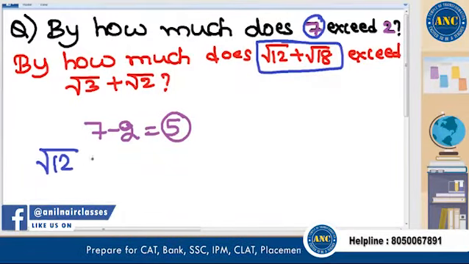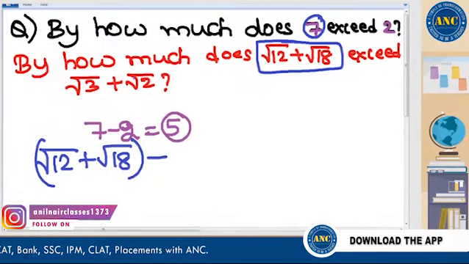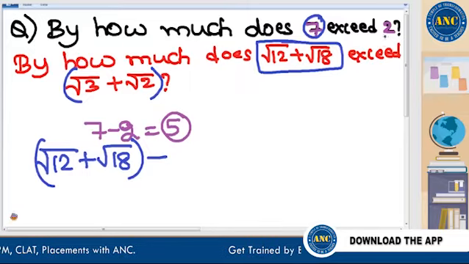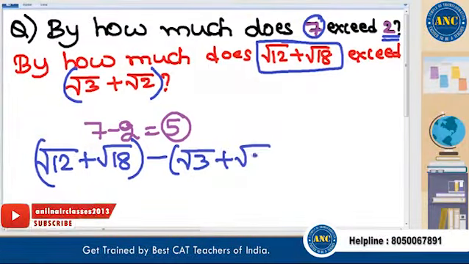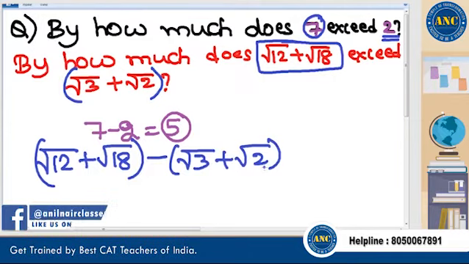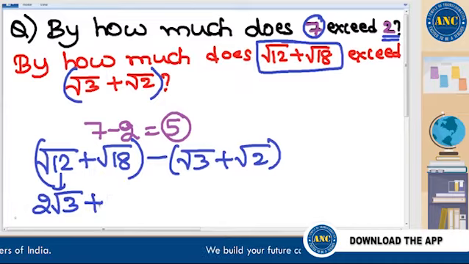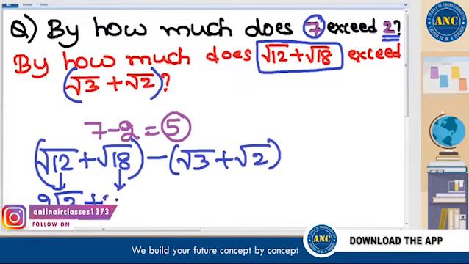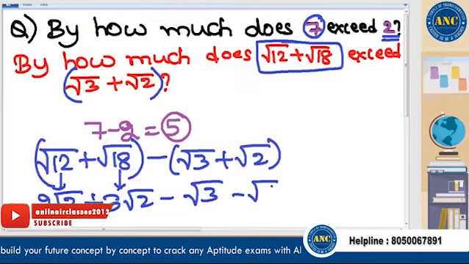You need not substitute, I am just teaching you in this method. Root 12 plus root 18 minus root 3 plus root 2, where root 3 plus root 2 is this 2 in my example. So substitute and then simplify it. Root 12 is nothing but 4 into 3, it is 2 root 3. Root 18 is 9 into 2, it is 3 root 2. And this is minus root 3, this is minus root 2.